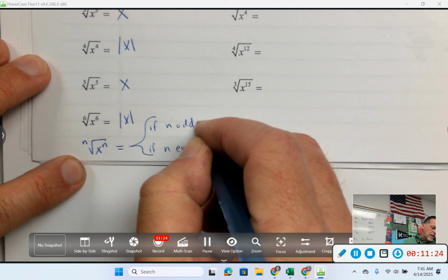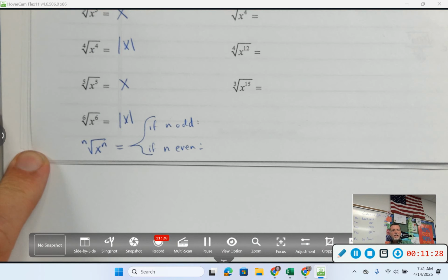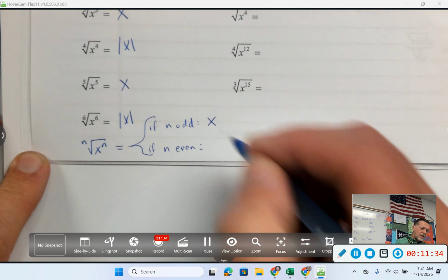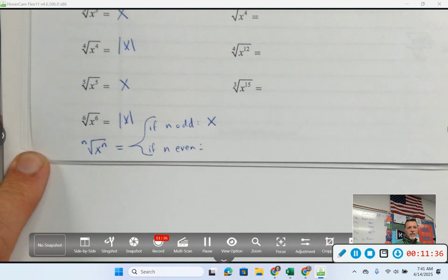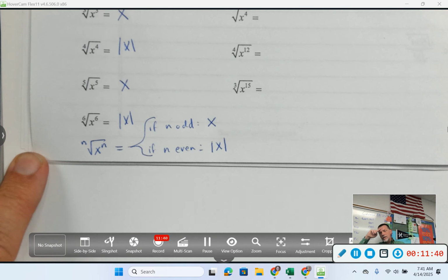It's a straight line. Let's see if I can write what Cooper said. If n is odd, I wrote them opposite of how you said it. If n is odd, which one is it? It's just going to be a straight line, x. And if n is even, it's going to be an absolute value, because of the negative stuff. An even power wipes out the negative, and the square root can't recover the negative. The negative's gone, lost.